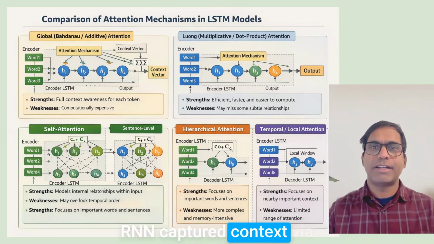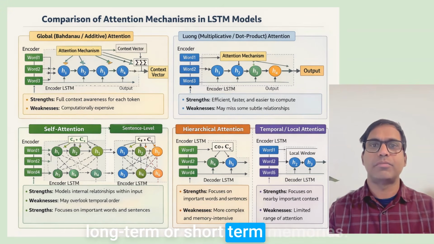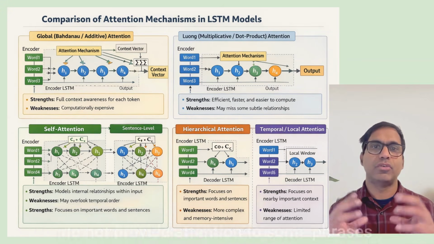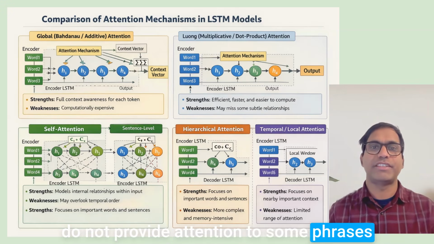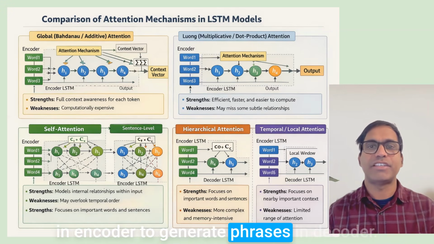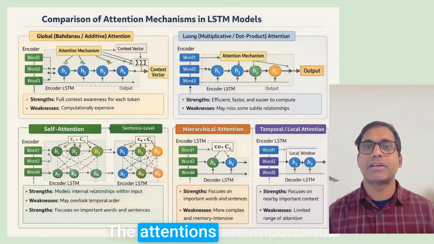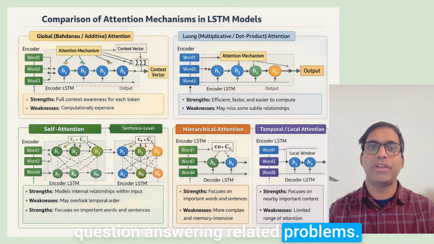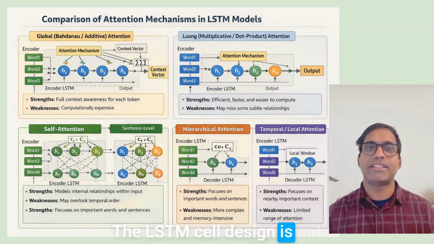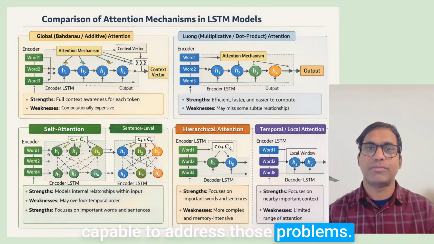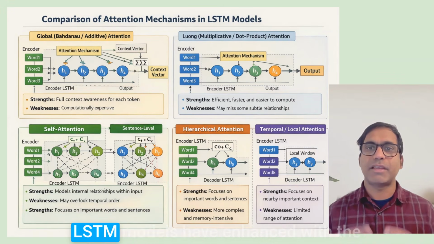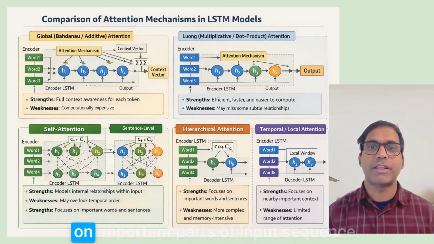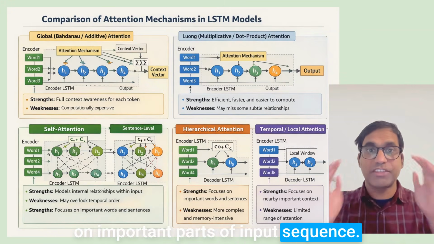RNN captured context via long-term or short-term memories. None of the RNN-based encoder-decoder models provide attention to some phrases in the encoder to generate phrases in the decoder. The attentions are important especially for translation and question answering related problems. The LSTM cell design is not capable of addressing those problems. In the next phase, LSTM models were enhanced with different attention mechanisms to focus on important parts of the input sequence.